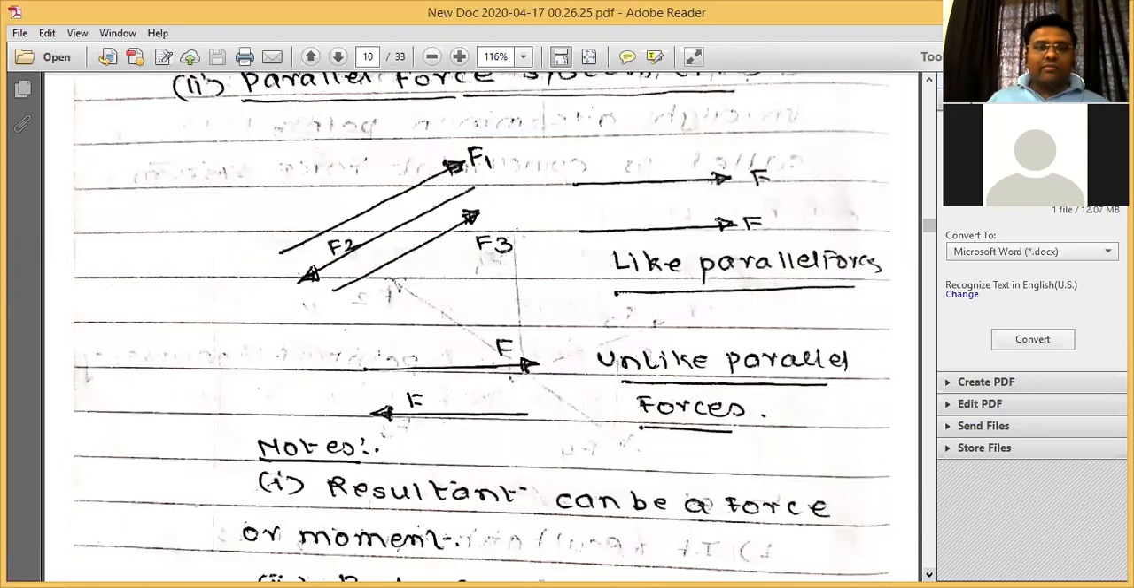Then we have come to the parallel force system, when forces are parallel to each other. The distance between the two forces is constant throughout their line of action. We are calling them parallel forces. There are two possibilities in parallel forces. One, all the forces which have the same perpendicular distance between them are heading towards the same direction. We are calling them like parallel forces. And if they are not heading towards the same direction, the arrows are different, but the distance between the forces is constant throughout that particular plane, then we are calling them unlike parallel forces.